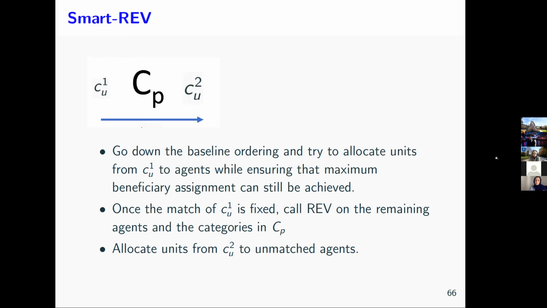Once the match of CU1 is fixed, for the remaining agents, we call the reverse rejecting rule on the agents who are not yet matched and the categories which are preferential categories, to match agents to the preferential categories. If there are still some agents who are unmatched, they are then allocated units from CU2. And this concludes the process, and we come up with an outcome of this more flexible rule called the smart reverse rejecting rule, which is abbreviated as smart rev.